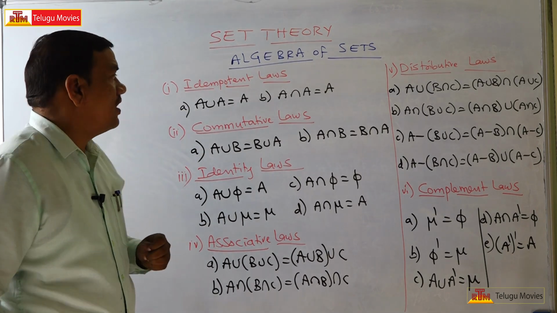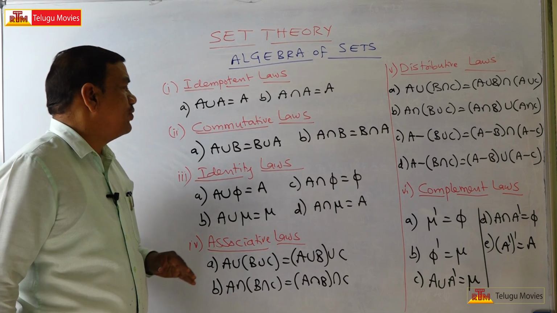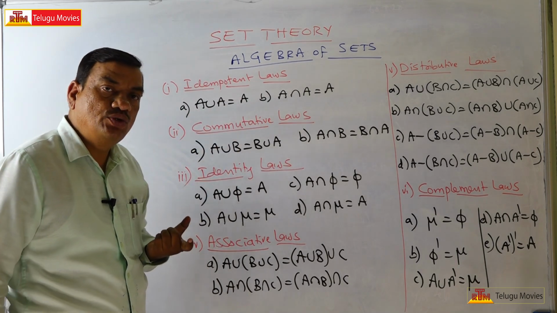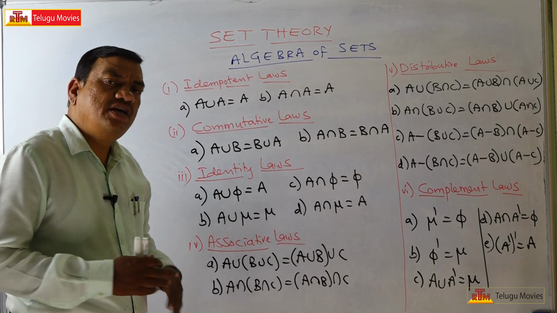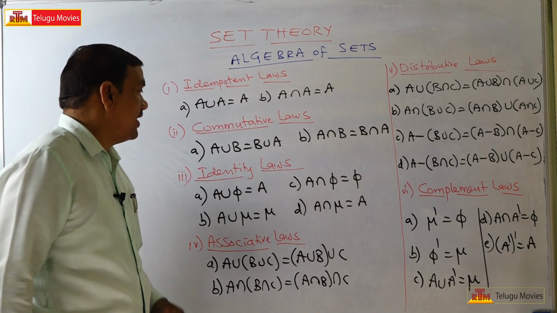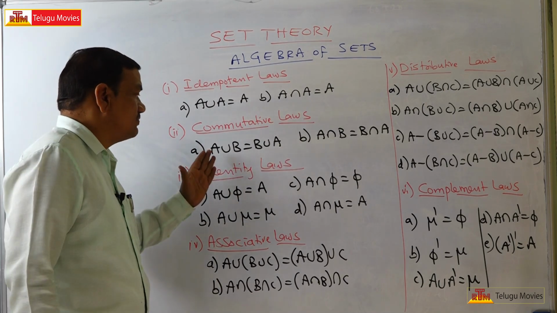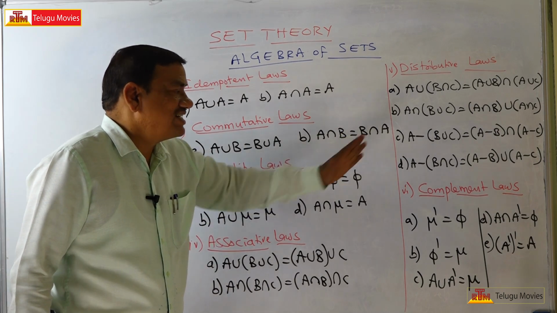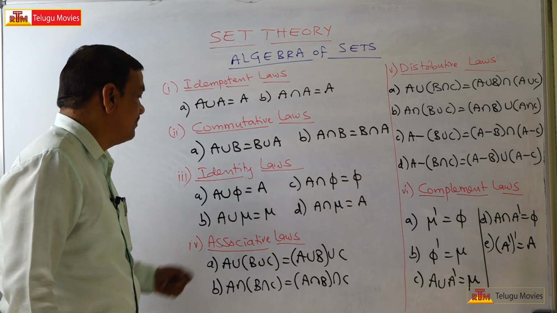We have some laws. First one, idempotent laws, that is A union A is equal to A. That means take any two same sets A, their union will automatically be A. A intersection A is equal to A. Next one, commutative laws. For any two sets, A union B is the same as B union A, and A intersection B is the same as B intersection A.